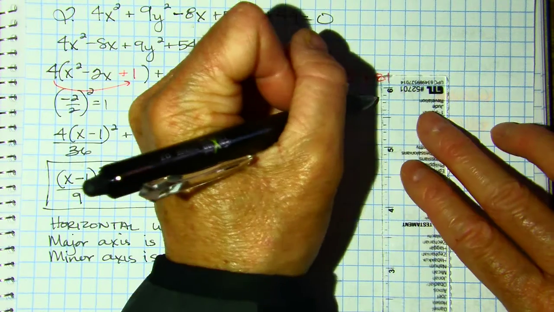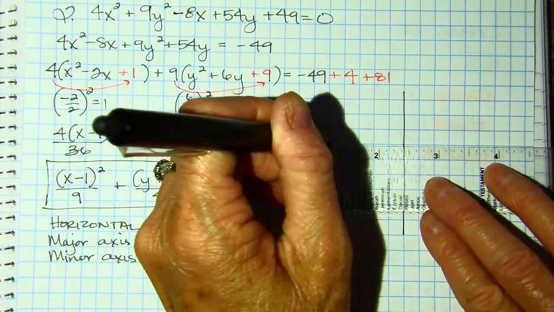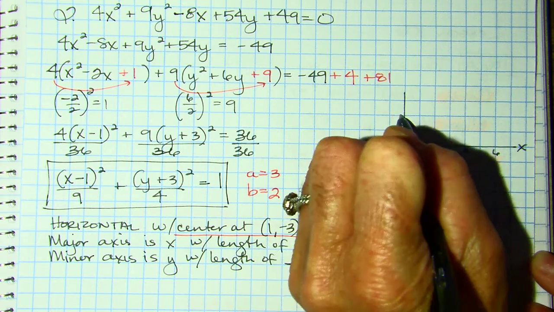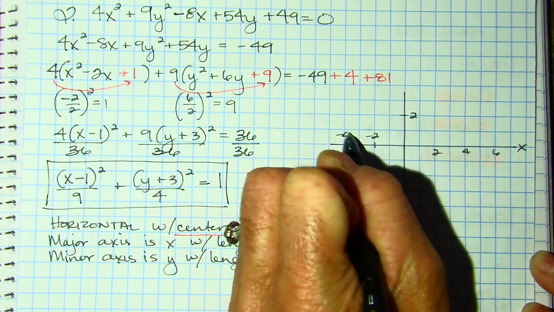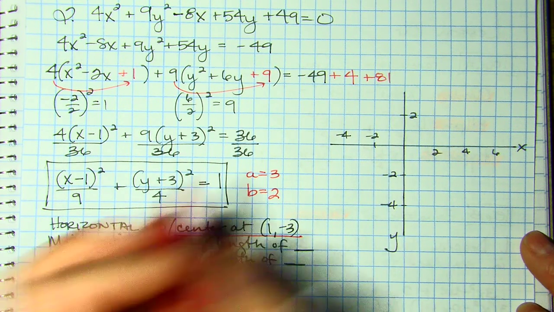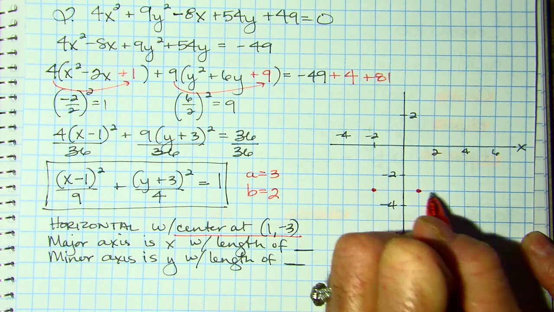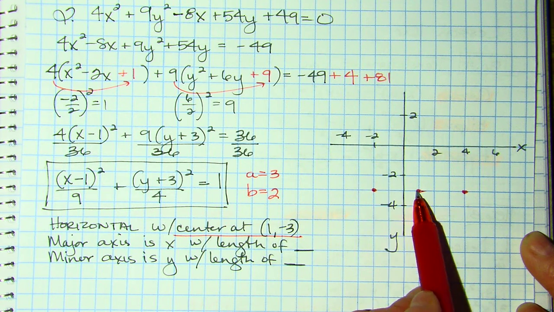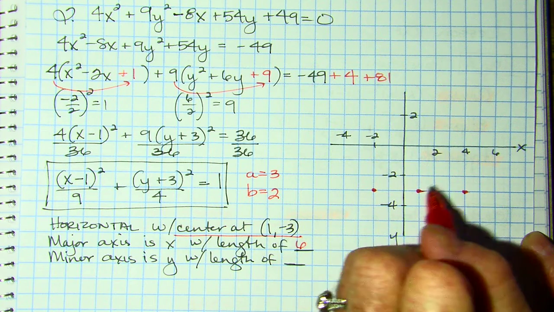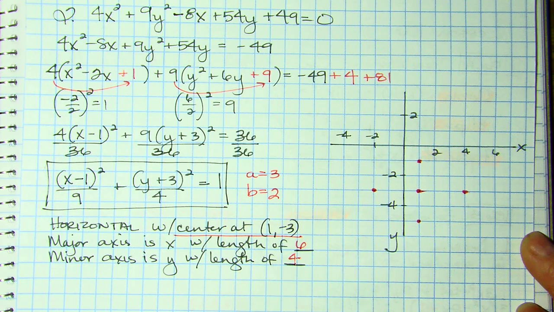So let's go ahead and graph that. So 2, 4, 6, this is x, 2, -2, -4, that's y. So my center is at 1, -3. A is 3, and this is horizontal, so to the left 3 and to the right 3. So I went 3 here and 3 here, so that's 1, 2, 3, 4, 5, that's a length of 6. Back to center, up 2, down 2, so that's a length of 4.